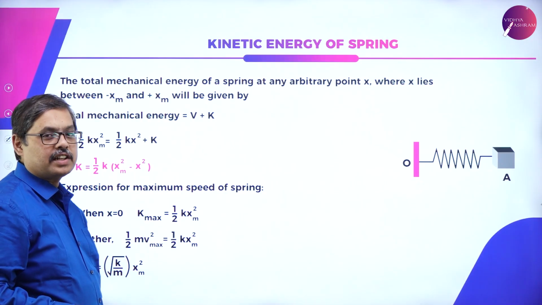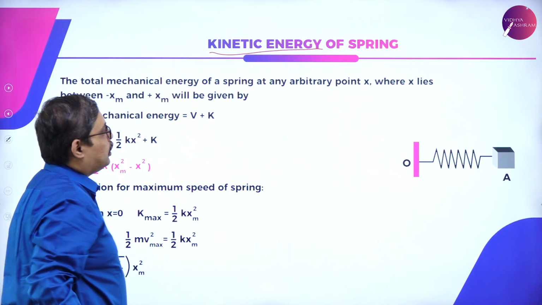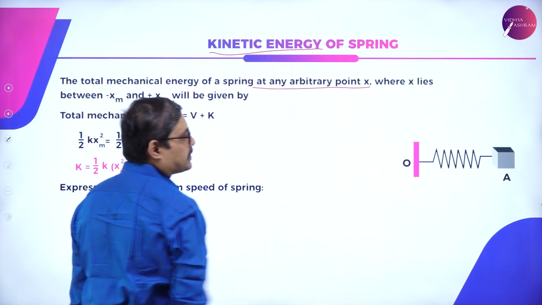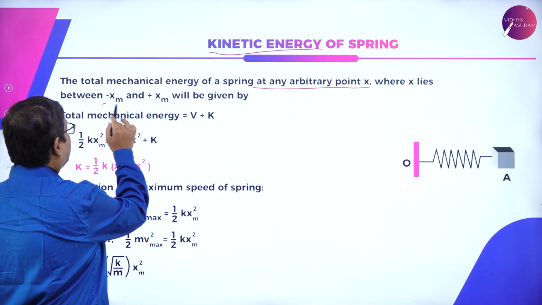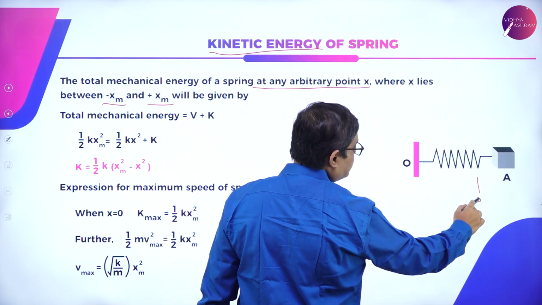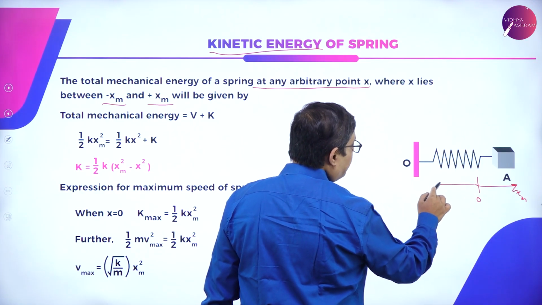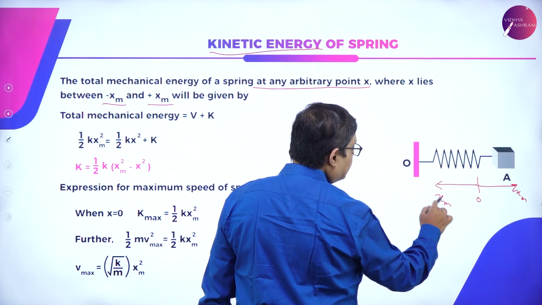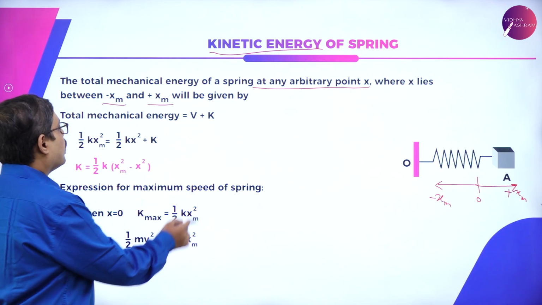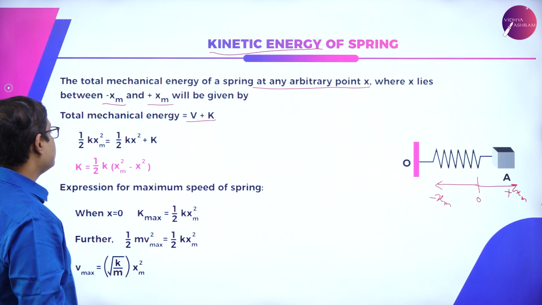Once we know the potential energy of the spring, we have to invariably check what is the kinetic energy. The total mechanical energy of the spring at any arbitrary point x, where x lies between minus xm to plus xm. This was the resting position 0. It can be stretched up to xm, or it can be compressed up to minus xm. So the limit is minus xm to plus xm. For such a case, the total mechanical energy is given by combination of potential energy and kinetic energy.